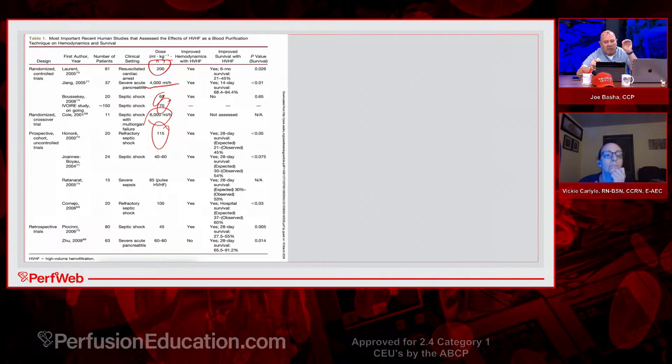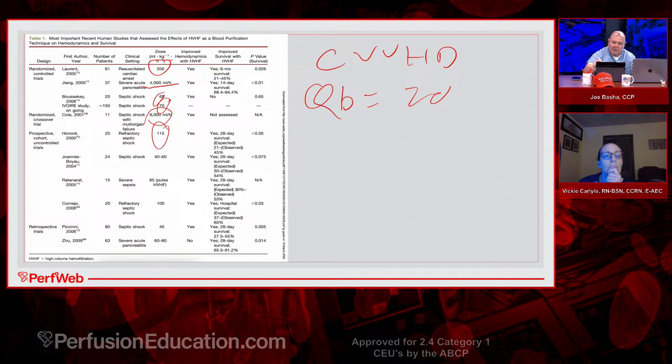For reference, and I think this is so incredibly important, what I see the prescription being written as is CVVHD, blood flow at 200, and the dialysate rate at 2 liters. And this patient weighs 100 kilos. So that's literally nothing.